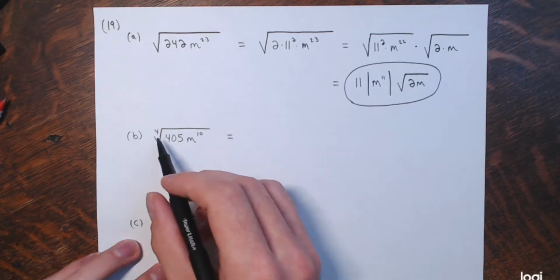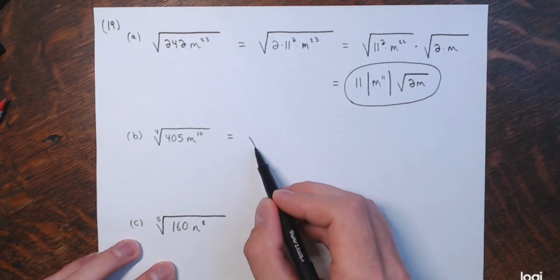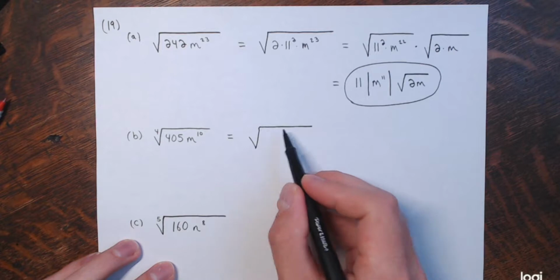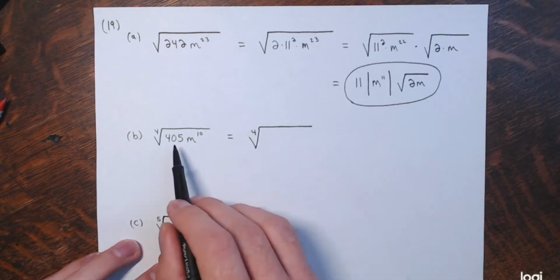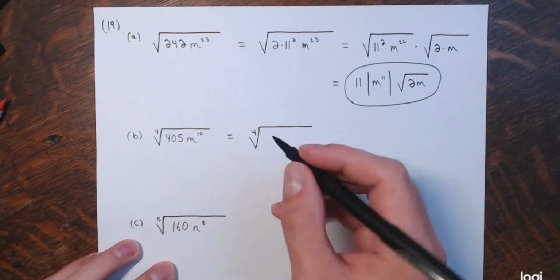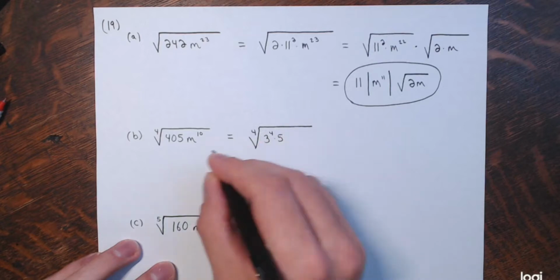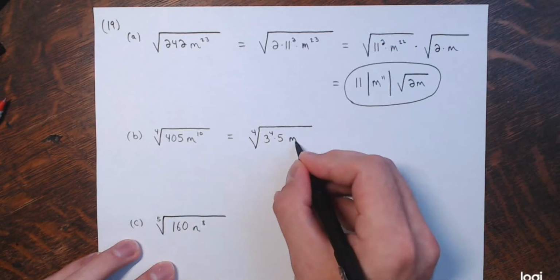Alright, fourth root now, so still an even root, still might need absolute values at the end, right? Always think about that with even roots. So we have the fourth root. Now 405 is 5 times 81, and 81 is 3 to the fourth. So that's 3 to the fourth times 5, right? That's 405. Times m to the 10th.